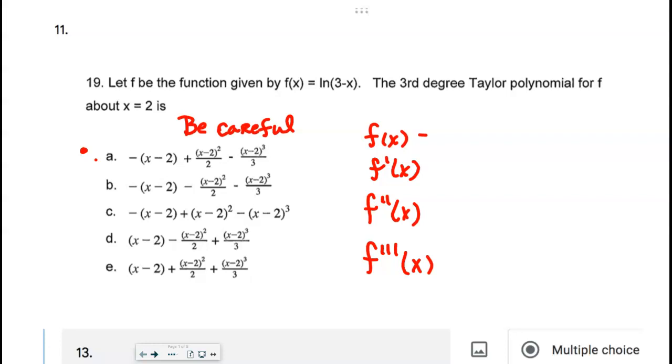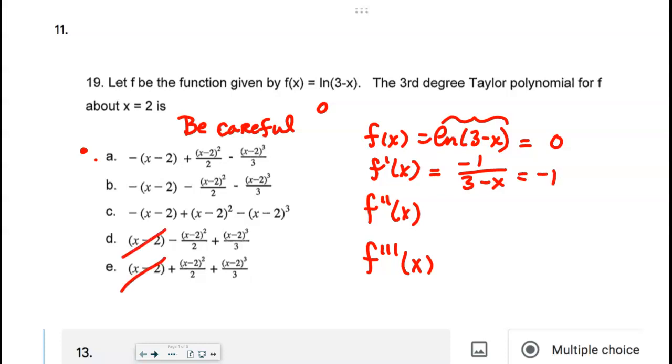So our f of x is the natural log of 3 minus x. And at 2, that would be the natural log of 1, which is 0. So this is going to start at 0, so nothing there. The next thing I need to do is my u prime over u, which is negative 1 over 3 minus x. And then at 2, that would just give me a negative 1. So it'll be a minus. So these are out and these are out. It's going to be 0 minus, and x minus 2 to the first over 1 factorial.